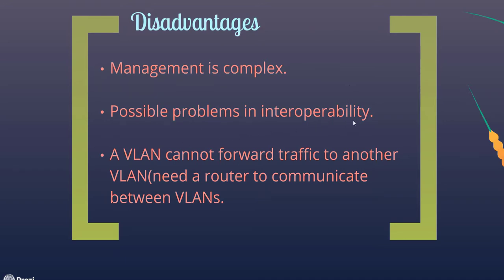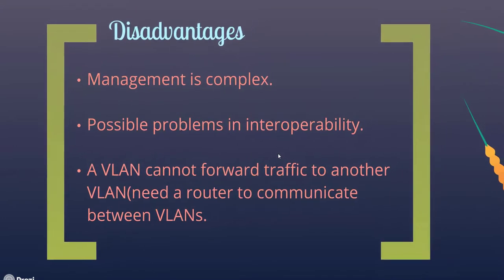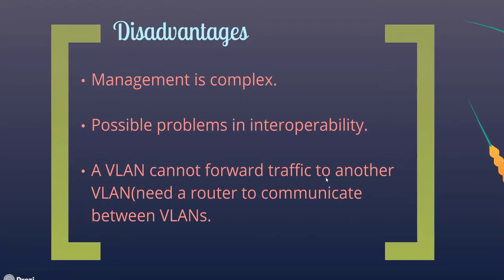Possible problems in interoperability, and a VLAN cannot forward traffic to another VLAN because it has to use a router. So from one VLAN, even if they are in the same network, they won't be able to communicate with each other, because that's the point. You privatize, or you segment the network with the VLAN. So for those computers to be able to communicate with each other again, you have to use a router between those VLANs.